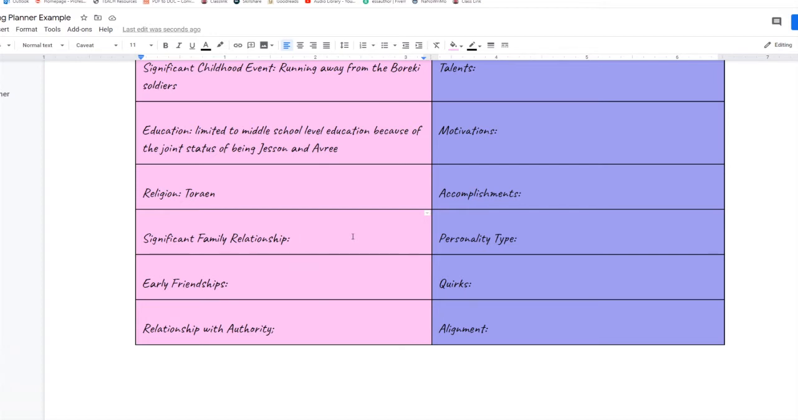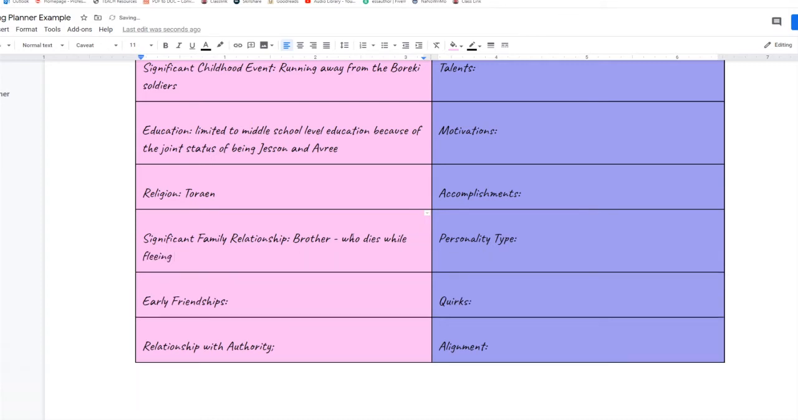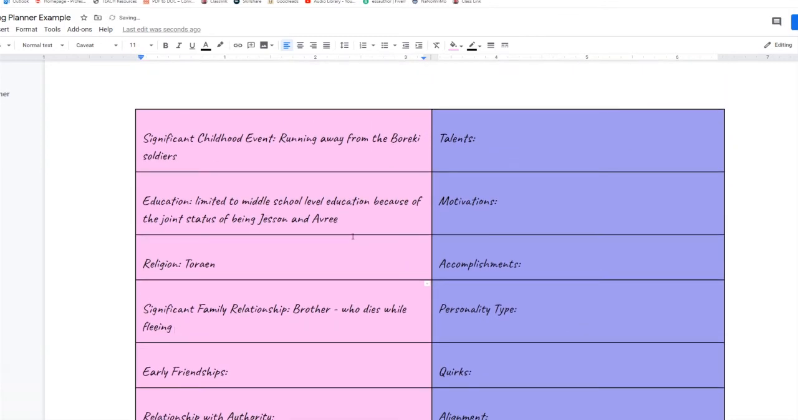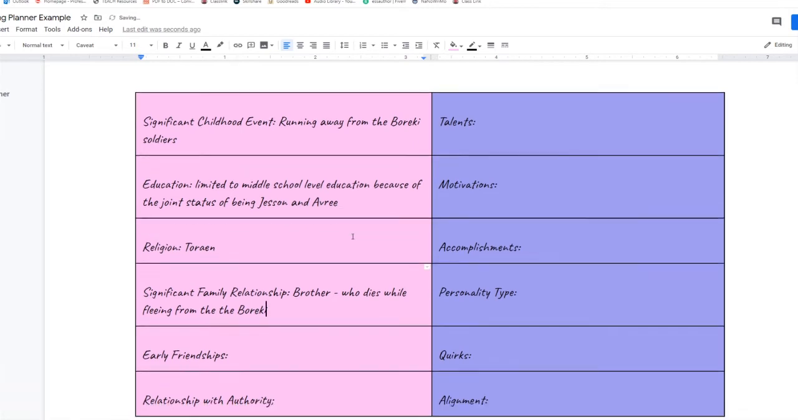We all tend to have one person in our family that we are closer to than others, and it's okay if there isn't one, but it might be important for figuring out what the situation is for your character. So I'm going to definitely be mentioning her brother who died while escaping from their homeland, to connect all of those details finally together that we've been working on as we've been building this character together.